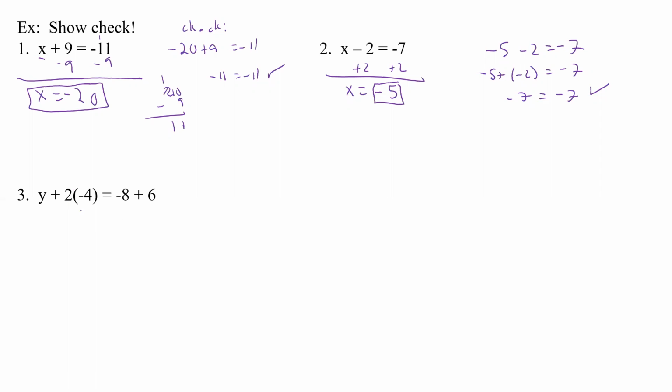Now this one, we have a little bit more work to do because before we can subtract, we have to multiply this. So we'll multiply that, we'll add that, and then we can get to the stage where we have one thing on the left and one on the right. So we do that, we have y. Now this is 2 times a -4. Well, that's going to give us a -8. And here we have a -8 plus 6, so we can take 8 minus 6, that's 2. The sign is going to be negative.